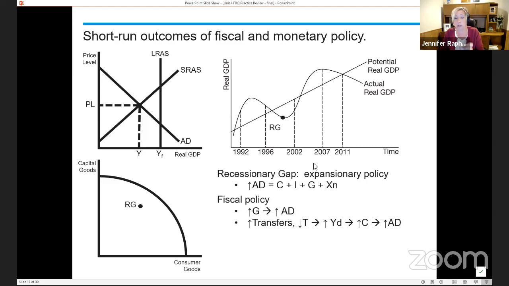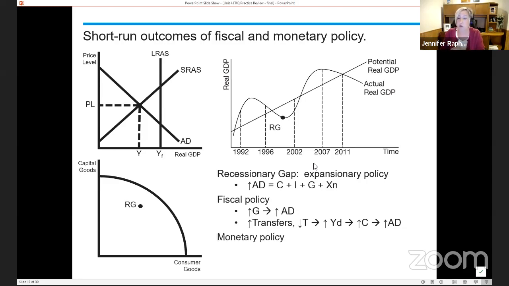So be able to distinguish between the direct effect of a change in government spending on aggregate demand and the indirect effect of a change in taxes or transfers on aggregate demand via changes in consumption that result from the effect of a change in taxes or transfers on disposable income. Being able to connect those dots is going to be key.